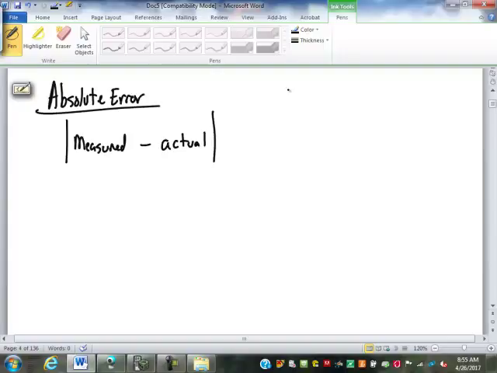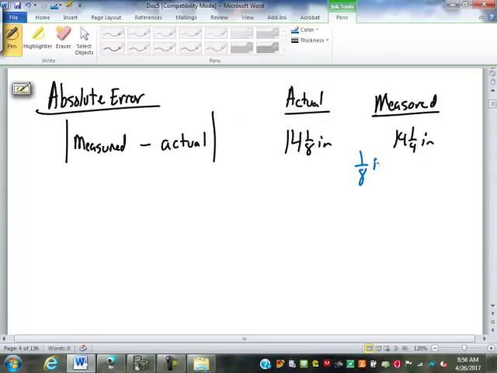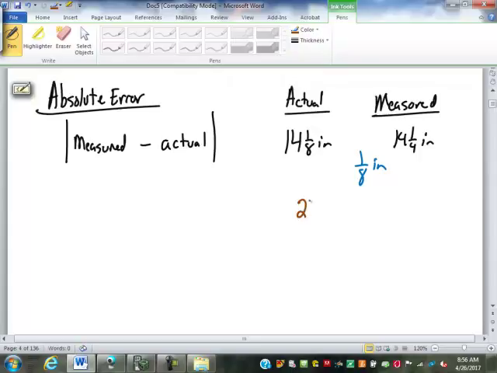So if an object is actually 14 1/8 inches, and we measure it at 14 1/4 inches, the absolute error, the difference between them, is 1/8 of an inch. If the actual is 2 7/8 inches and we measure it at 2 3/4, this time the measured value is smaller, but the difference is still just 1/8 of an inch. So both of those have a 1/8 inch absolute error.